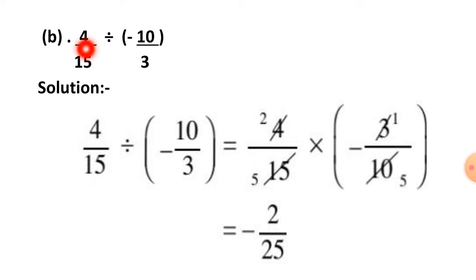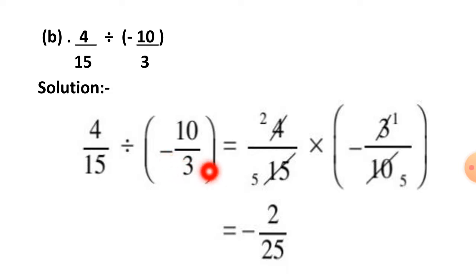Part B is 4 over 15 divided by minus 10 over 3. Before solving this question, we are going to change this division sign into multiplication. So 4 over 15 divided by minus 10 over 3 is equal to, it will be the same, 4 over 15. The division sign is going to be changed to multiplication.